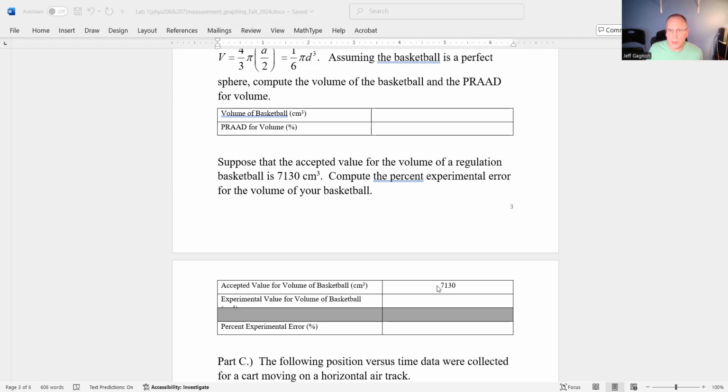You're going to compute the percent experimental error, when you compare your experimental value to the gold standard. So where it says experimental value here for the basketball, that's the volume that you calculated. So that'll go in here in the table. And then you're going to use those two values to compute the percent experimental error. So to remind you how to do that, again, let me jump over to the tablet.